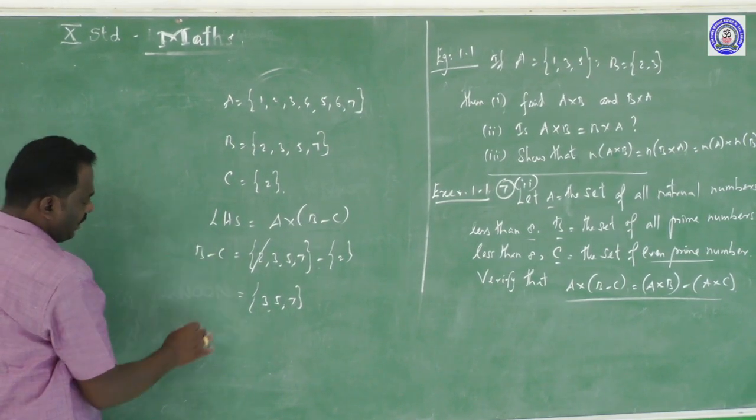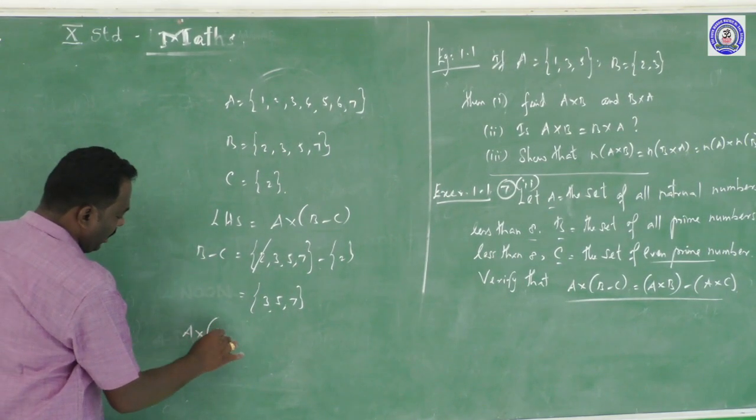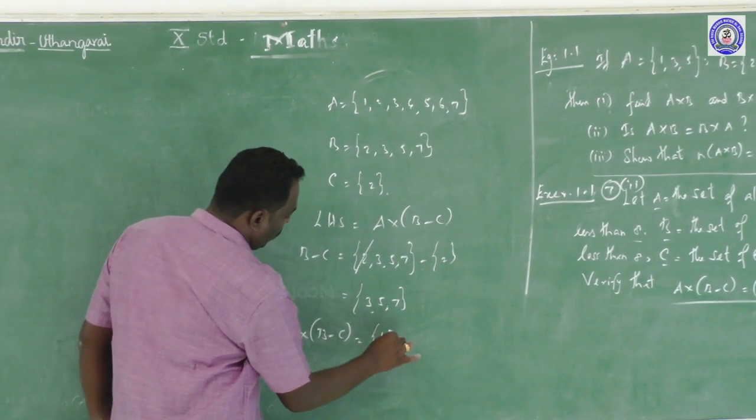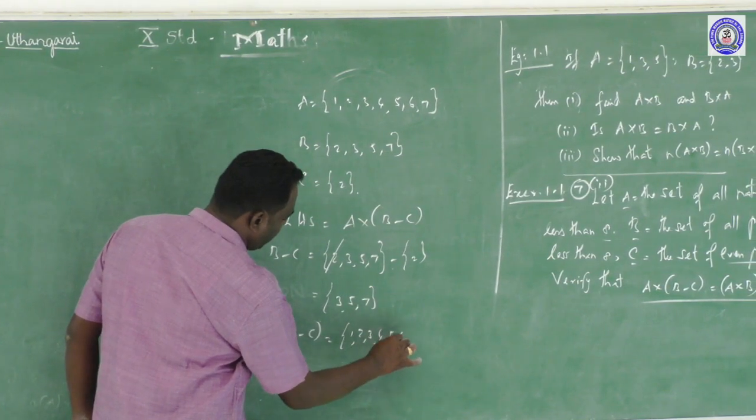Now find out the full left hand side equation. A cross (B minus C), where the elements of A are 1, 2, 3, 4, 5, 6, 7.